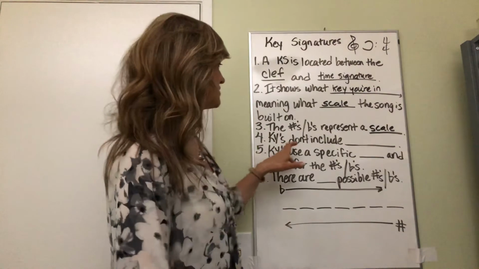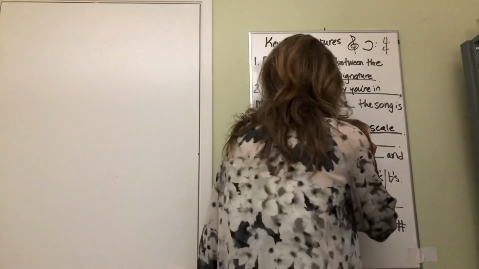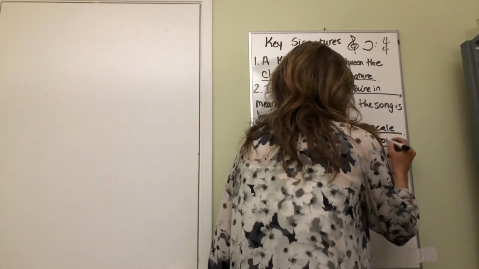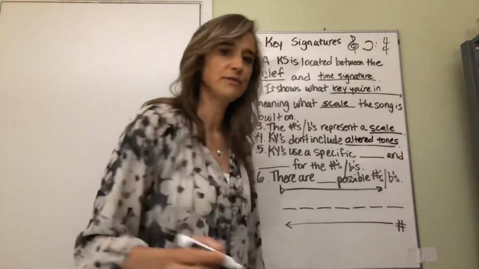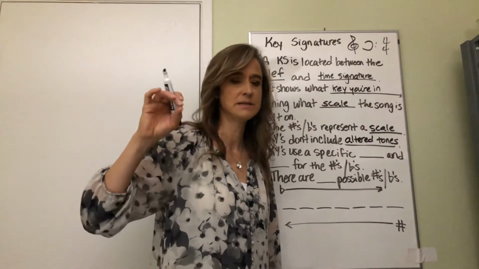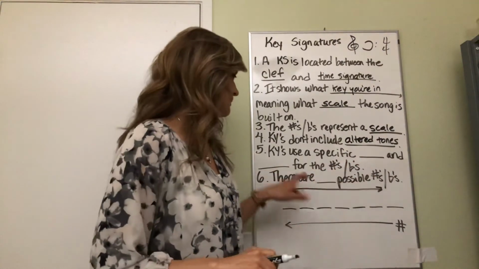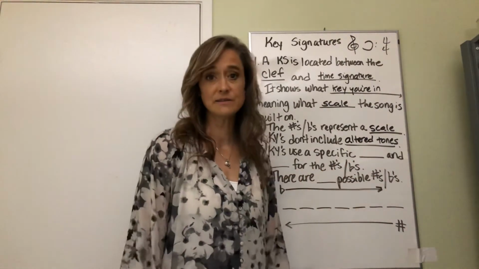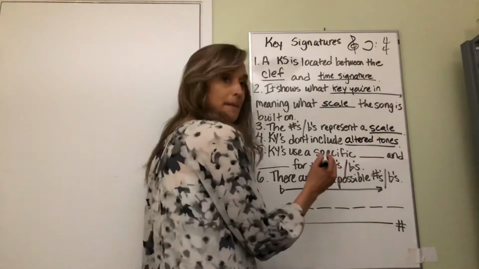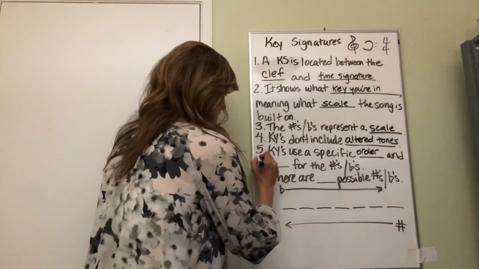Number 4, key signatures don't include what? Altered tones. Another right answer for this would be accidentals, notes that are sharped or flatted temporarily or naturalized temporarily. Key signatures number 5 use a specific blank and blank for the sharps and flats. Order, they're always in a specific order and they're always in a specific location.